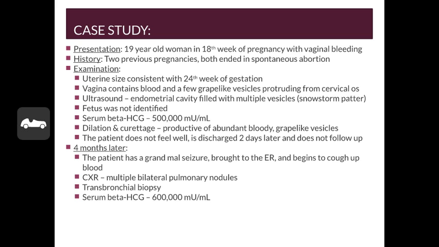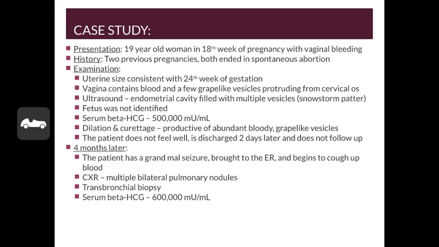Upon ultrasound examination, her endometrial cavity was filled with multiple vesicles in a snowstorm pattern. No fetus was identified. Her serum beta-HCG level was 500,000. A dilation and curettage was performed, and it was productive of abundant bloody grape-like vesicles. The patient did not feel well and was discharged 2 days later, but did not follow up.